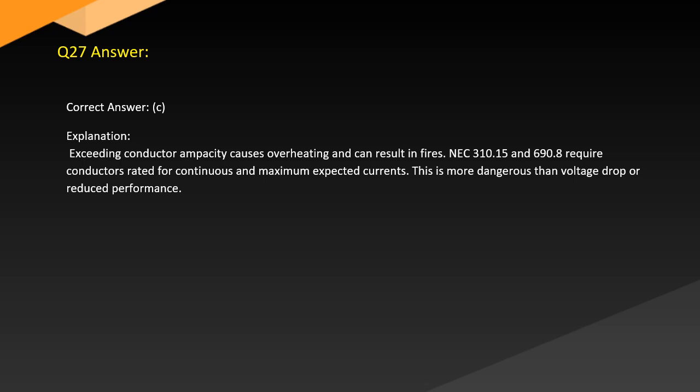Answer. Correct answer: C. Explanation. Exceeding conductor ampacity causes overheating and can result in fires. NEC 310.15 and 690.8 require conductors rated for continuous and maximum expected currents. This is more dangerous than voltage drop or reduced performance.